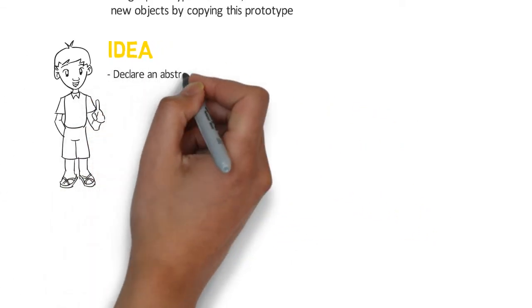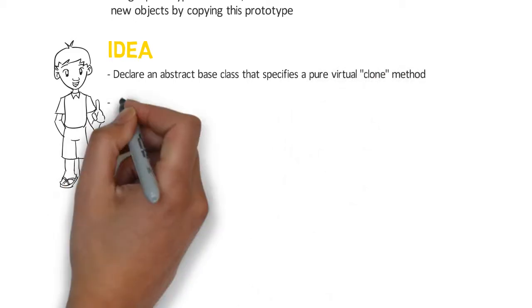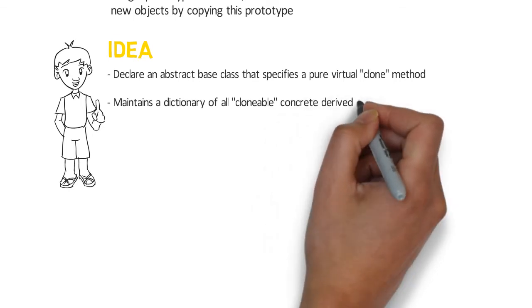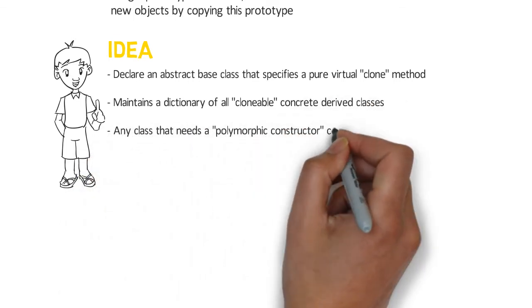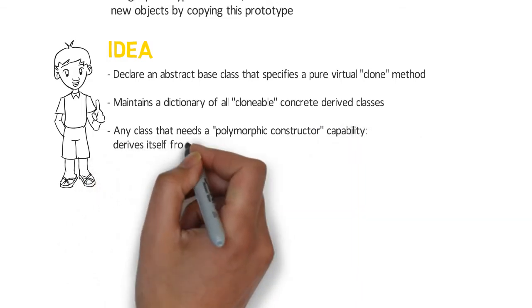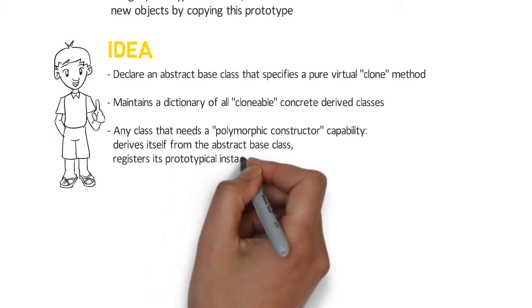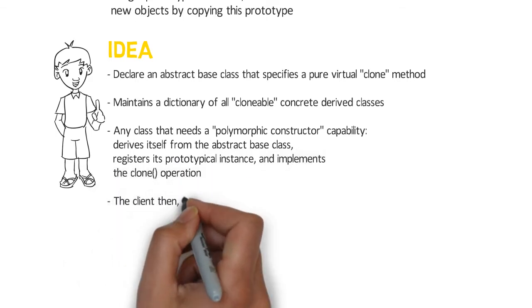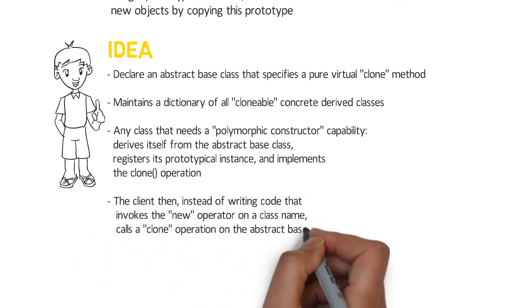Now it declares an abstract base class that specifies the virtual clone method and maintains a dictionary of all clonable concrete derived classes. Any class that needs polymorphic constructor capability derives itself from the abstract base class and registers its prototypical instance and implements the clone operation. The client then, instead of writing code that invokes the new operation on the same class, calls the clone operation.